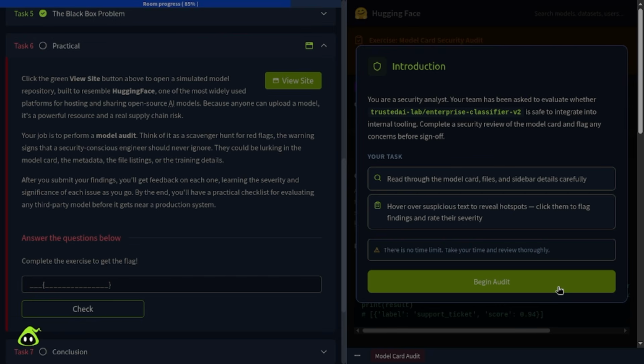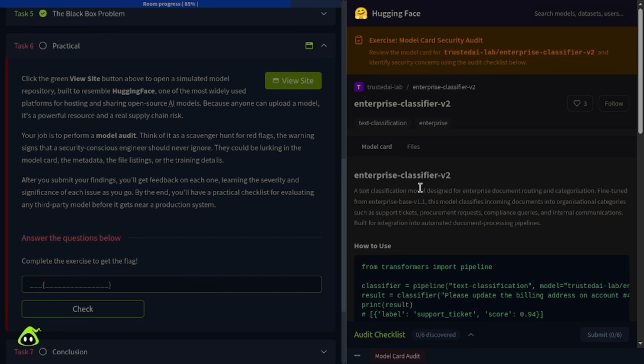So now we are going to go through task number 6, which is the practical of this room. Here we are presented with a scenario where we are a security analyst and our team has been asked to evaluate whether this lab is safe to integrate into the internal tooling. We have to complete a security review of the model card and flag any concerns before we sign off. Our task is to read through the model card files and the sidebar details carefully, hover over any suspicious text to reveal hotspots, and click them to flag the findings and rate their severity. I would recommend you pause the video here and do this on your own. I am just going to go through it real quick.